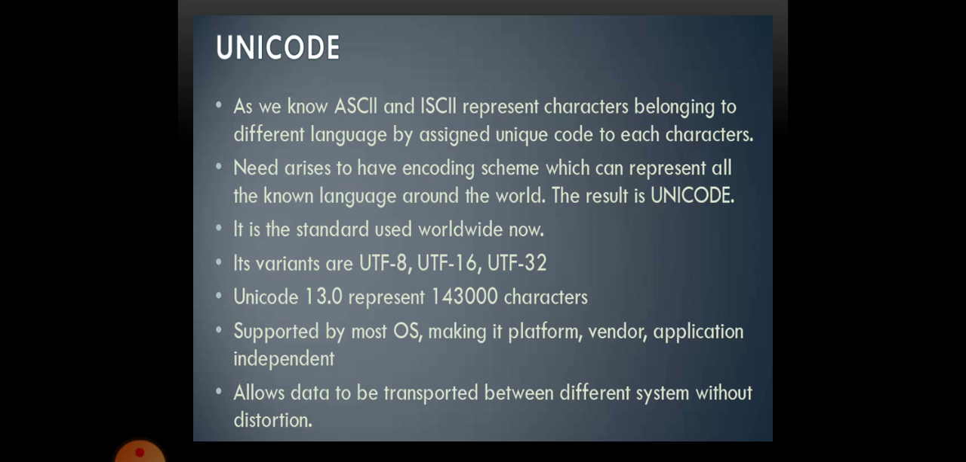The Unicode version 13.0 represents 1,43,000 characters. My dear children, as we discussed, ASCII can represent only 128 characters, whereas Unicode represents 1,43,000 characters. It is supported by most operating systems, making it platform, vendor and application independent. It allows data to be transported between different systems without distortion, that means without any loss of the signal.